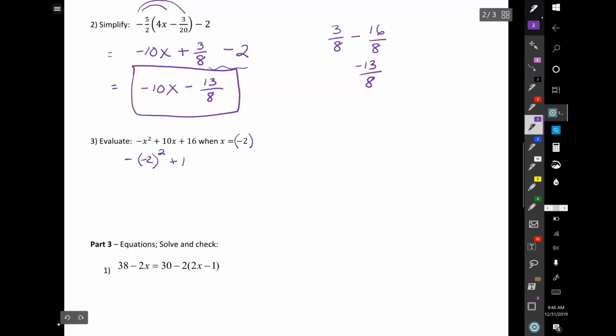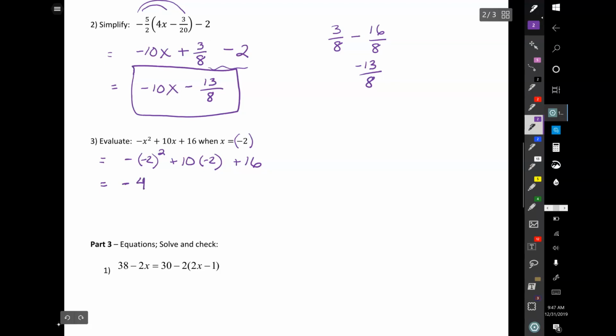Then plus 10. Again, the x is now negative 2. We're substituting in parentheses, plus 16. So just carry that down. Now you gotta be careful here. This negative outside just stays there. We want to do base to the exponent first, and our base is negative 2 with that negative inclusive. So that's like negative 2 times negative 2 would give us a positive 4.